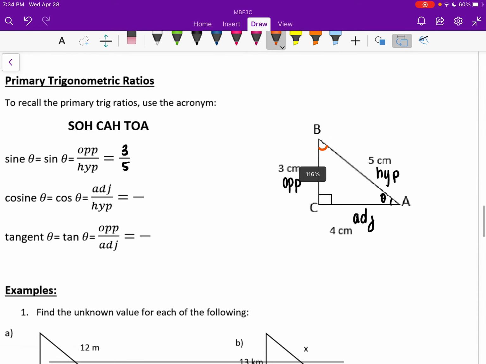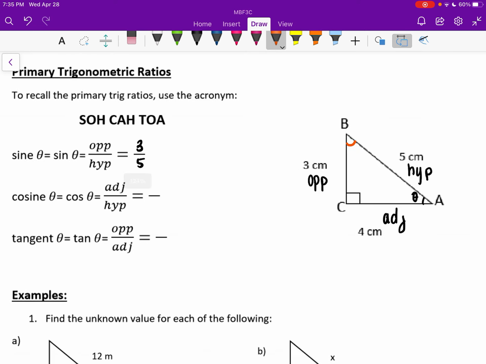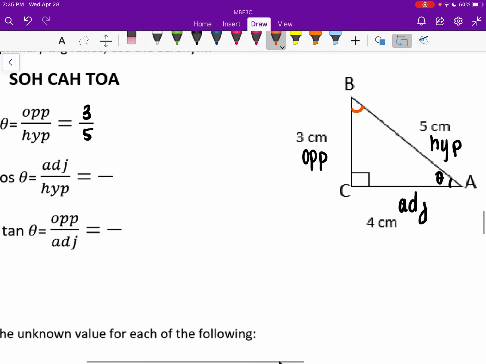Okay, so hopefully you paused and had a chance. So let's look at our adjacent over hypotenuse. So we have adjacent, which was 4, and our hypotenuse, which was still 5. And then we have opposite over adjacent, so our opposite is 3, and our adjacent is 4. And that'll be our ratios for theta. If we wanted to find them for our B angle, so I'm just going to write A up here.